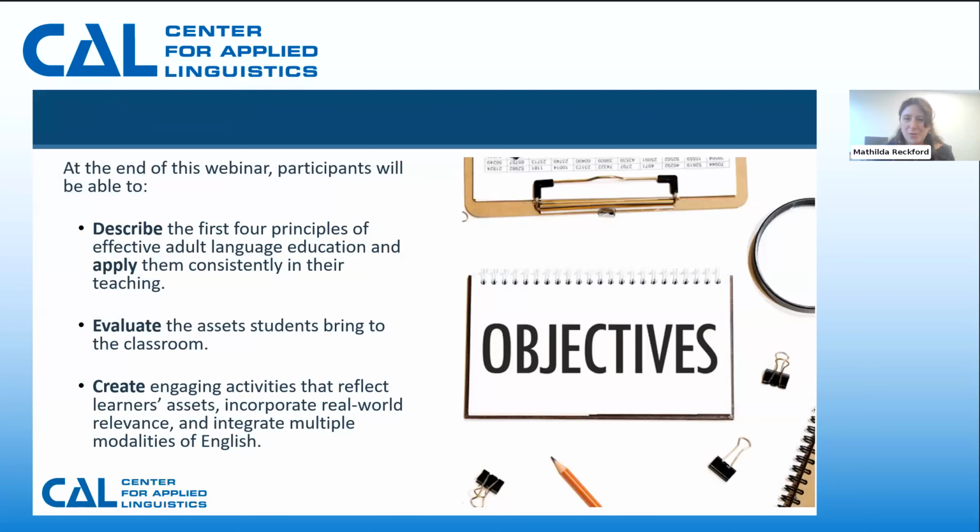So this webinar will focus on the first four fundamental principles of effective adult education developed by Burt, Kennedy, and Kuhn for the Center for Applied Linguistics in 2015. The first four principles are building on existing assets, ensuring relevance to learners' needs, connecting to learners' goals, and connecting all communication modalities. And we will drop the document of those 8 principles in the chat.